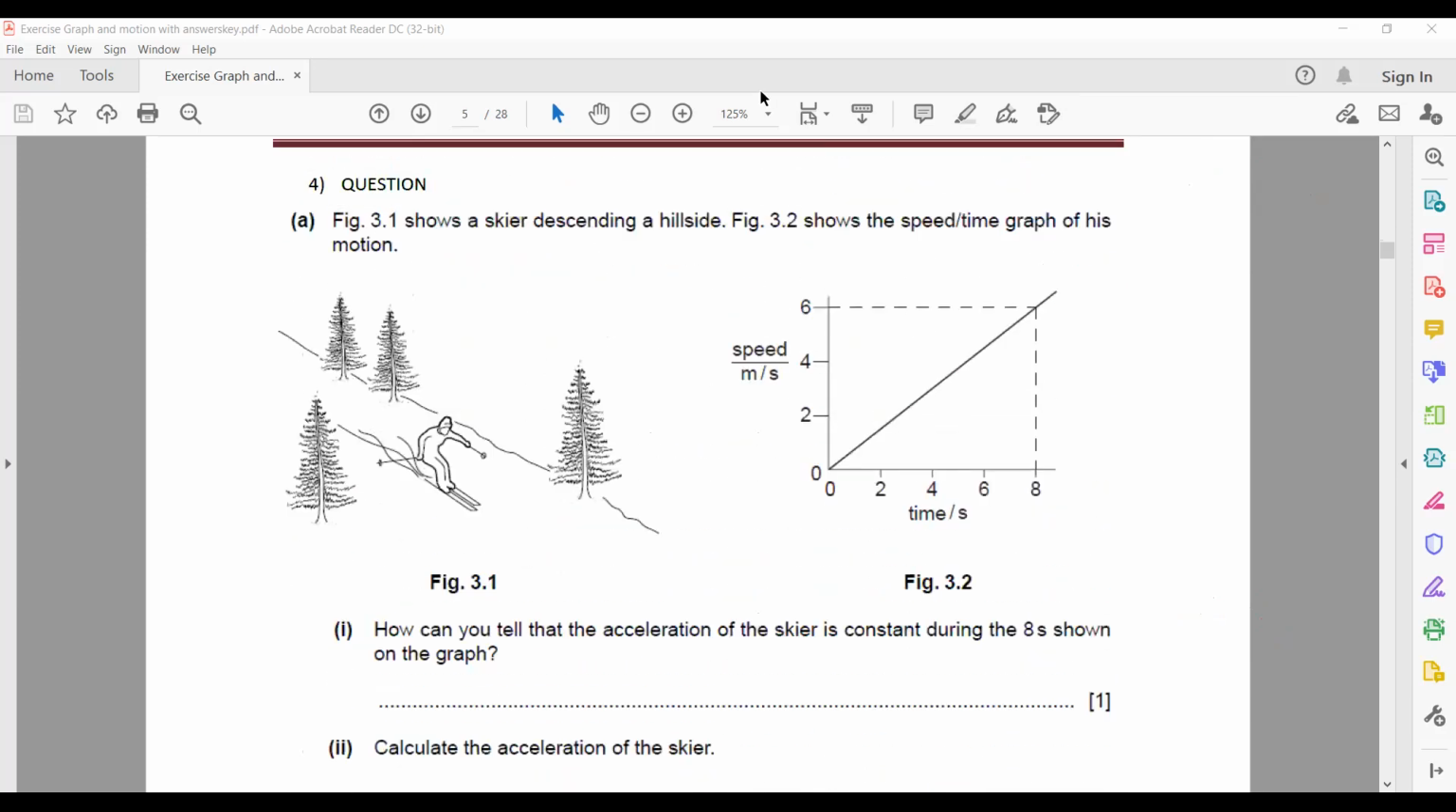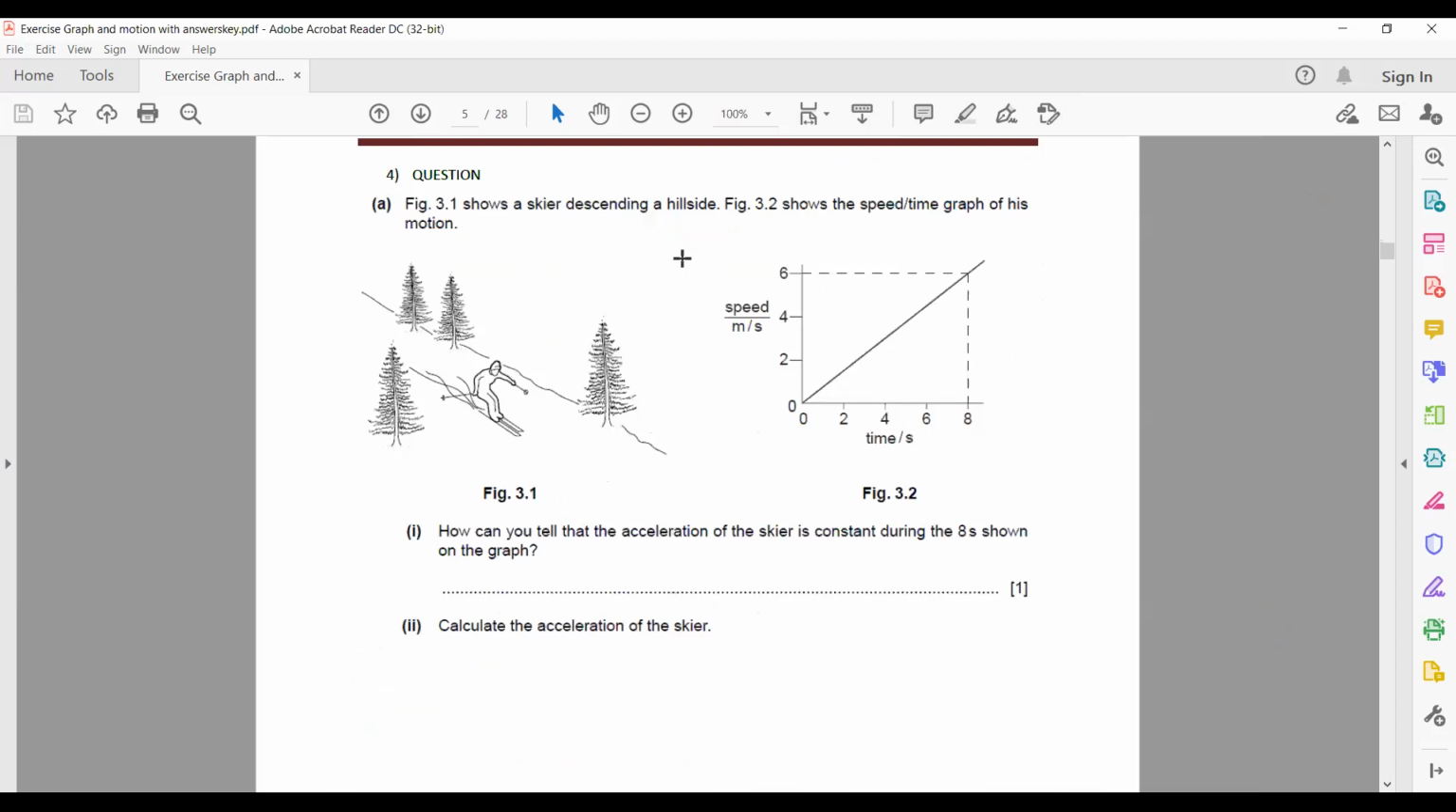Moving on to the next question. Figure 3.1 shows a skier descending a hillside. Figure 3 shows a speed time graph of his motion. How can you tell that the acceleration is constant during the 8 seconds? So how can you say that he's moving with a constant acceleration?